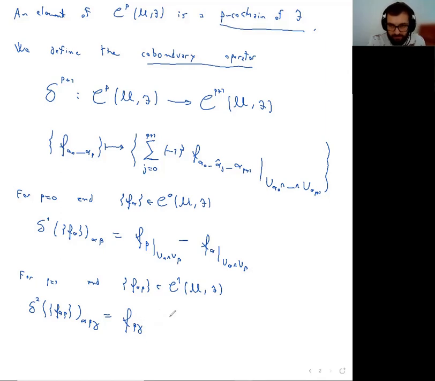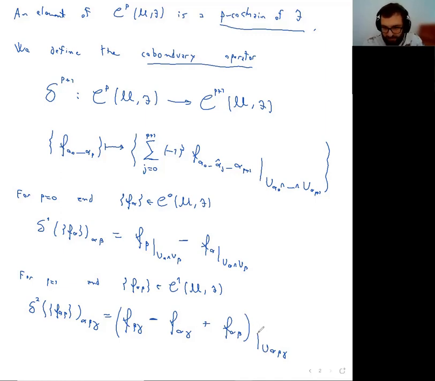And okay, I should restrict them, but I will skip that and just restrict at the end. This is not legal technically, right? But we understand what we mean. Then you skip beta, and you get alpha gamma with a minus sign. And then you skip gamma, and you have alpha beta. And you restrict to U alpha beta gamma, which is U alpha intersected U beta intersected U gamma.